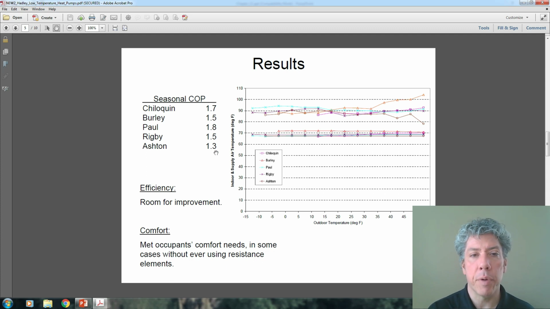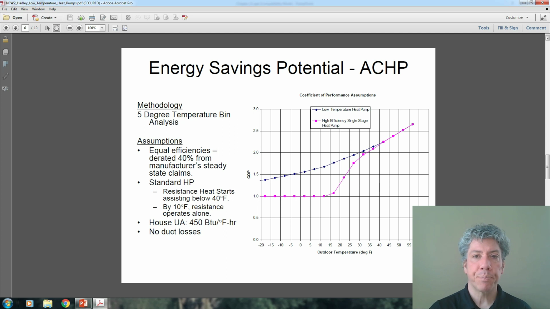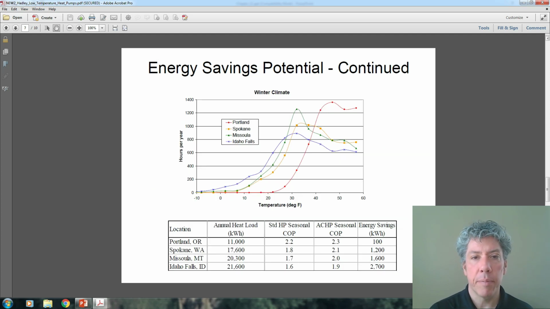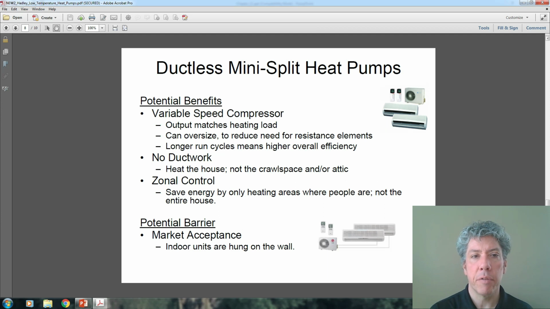So if you get a 1.3 coefficient of performance, that means that 0.3 parts of that 1.3 came from outdoor heating and 1 part came from the electricity you paid for. This is not much better than just having heating strips. Apparently, this did meet the occupants' comfort needs and without ever using resistance elements. So that was good. This is better. All of these are better than just hooking up a heating element and running current through it and basically burning electricity. But there's room for improvement. So then they went on and talked about energy savings potential and what could be done in various locations.